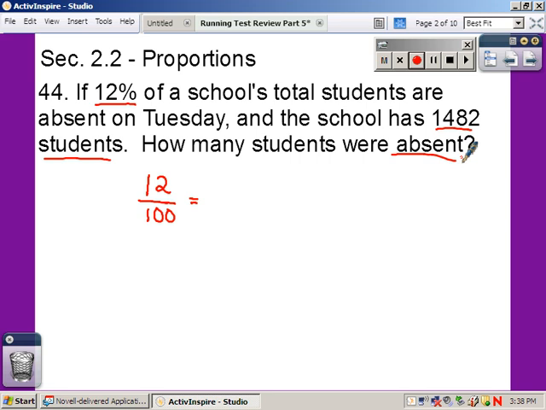So basically, you know there's 1,482 total. That means 100% of the students, 1,482 should go on the bottom because it corresponds to the 100%. And then the missing number, the absent students, would go here. So again, we cross multiply to solve this one.